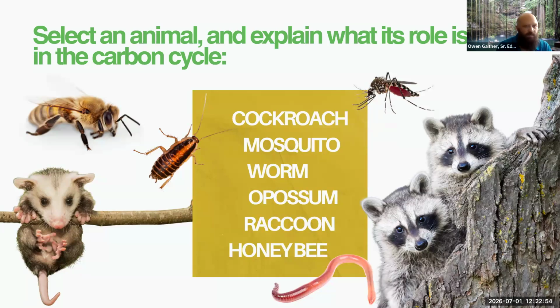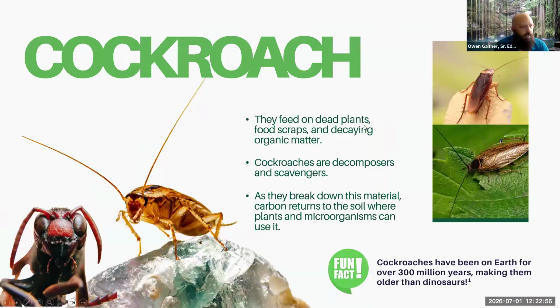So here we go. Cockroaches. They feed on dead plants, food scraps, and decaying organic matter. Essentially, when stuff dies, they feed on it, and then their poo becomes a vital link, adding carbon into the soil itself. Cockroaches are decomposers and scavengers. As they break down this material, the carbon returns to the soil where plants and microorganisms can use it.